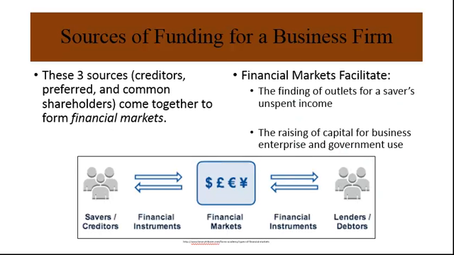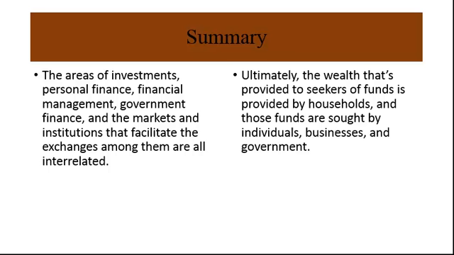These three sources, creditors, preferred, and common shareholders, come together in financial markets. Financial markets facilitate the finding of outlets for a saver's unspent income and also facilitate the raising of capital for business enterprises and for government use. The areas of investments, personal finance, financial management, government finance, and the markets and institutions that facilitate these exchanges among them are all interrelated. Ultimately, the wealth that's provided to seekers of funds is provided by households, and those funds are sought by individuals, businesses, and government.